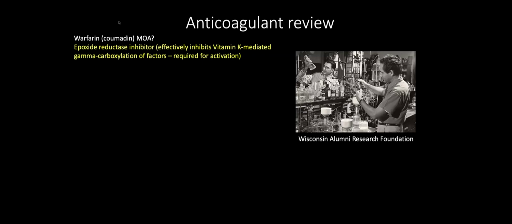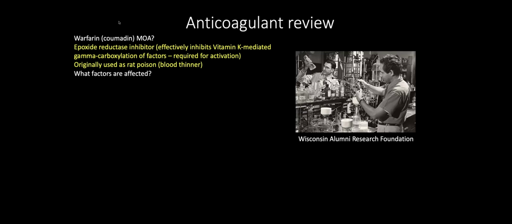Absolutely. So we have an epoxide reductase inhibitor. Sometimes it's also mentioned as VKORC1, that's the enzyme abbreviation inhibitor. We're going to stop the gamma carboxylation of specific clotting factors. And then, yes, obviously that history being discovered in Wisconsin, used as a rat poison. So what factors are affected by warfarin, Mike? Both factors and associated proteins.